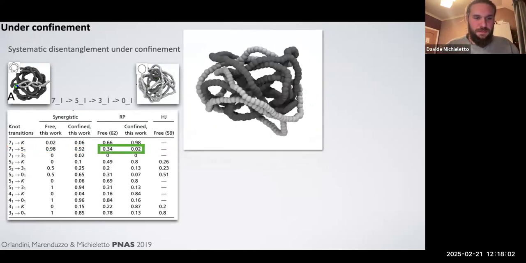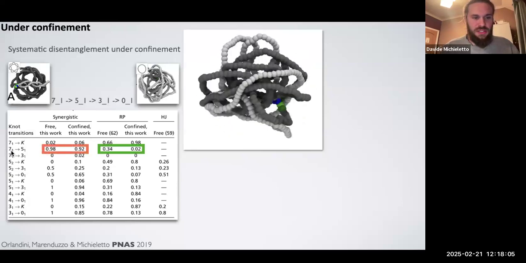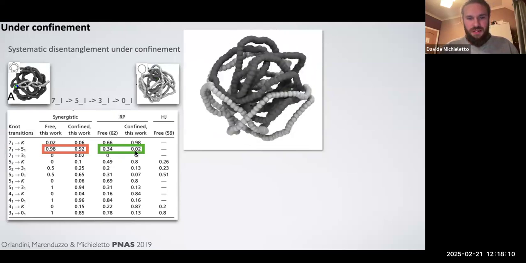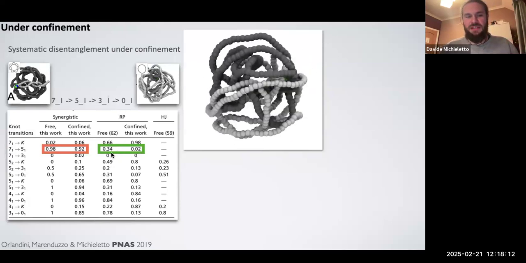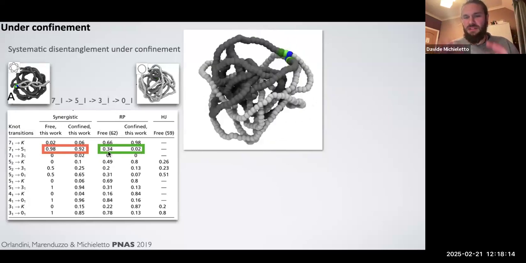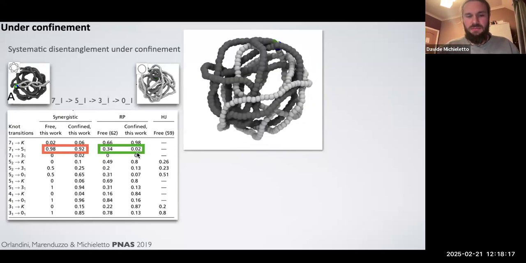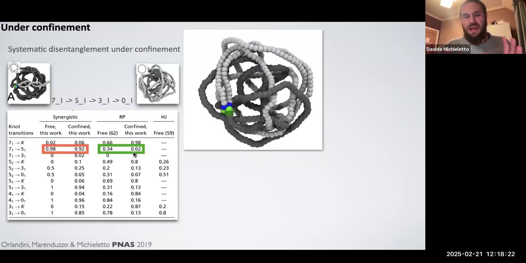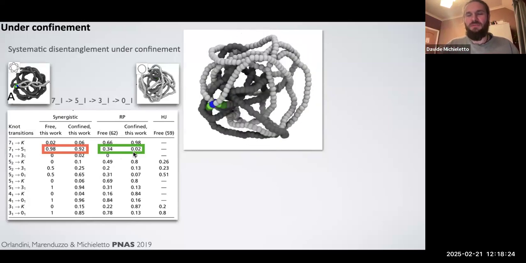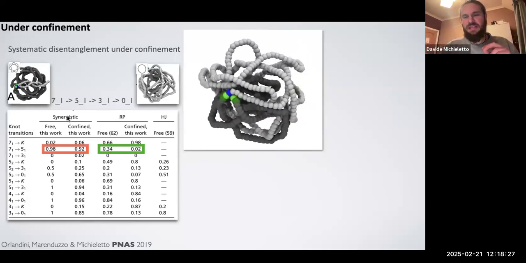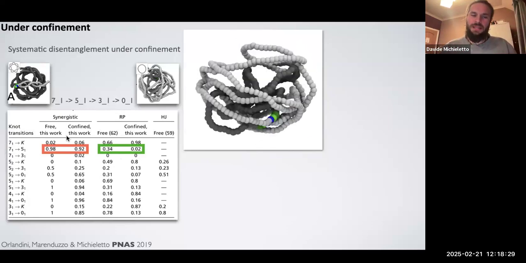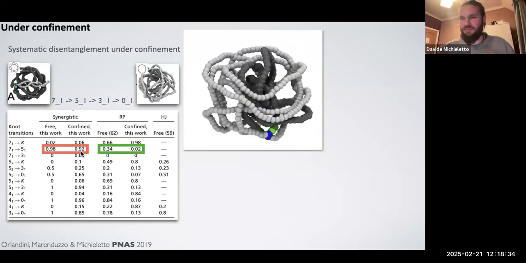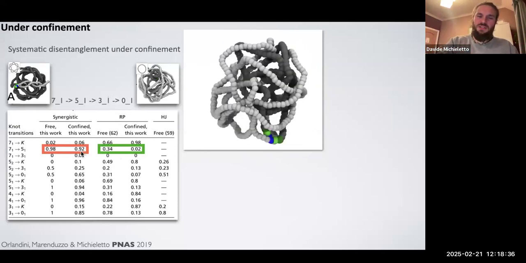Let's say that we have the knot transition between the 7-1 and the 5-1. If I have just random passage, confined, this happens in 2% of the cases, or 30% of the cases if it is completely free, open, instead of being confined. So especially when confined, it is very unlikely that the 7-1 becomes a 5-1. But if I have this synergistic mechanism, loop extrusion plus topoisomerase, you have essentially 98% or 92% of the transitions towards simplification.